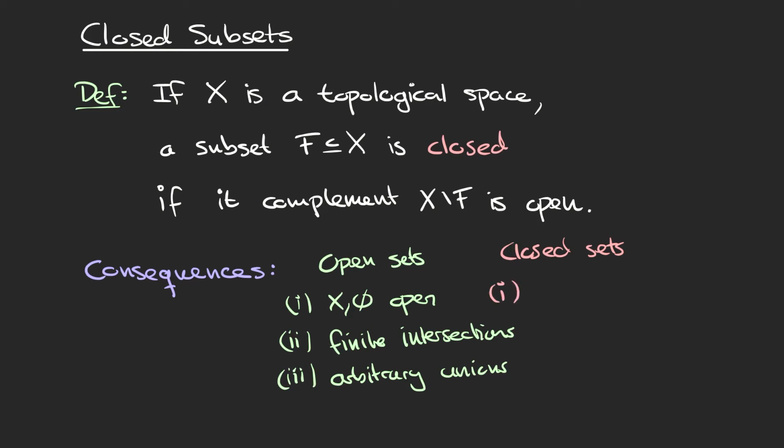So the first point implies that the empty set and X are both closed. Why is this? Well, the complement of the empty set is the entire set X, and that's open by our axiom. So by definition, it means that the empty set is closed. And similarly, the complement of X is the empty set, which is open, so X is closed. Now the second point translates into the fact for closed sets that closed sets are closed under finite unions.